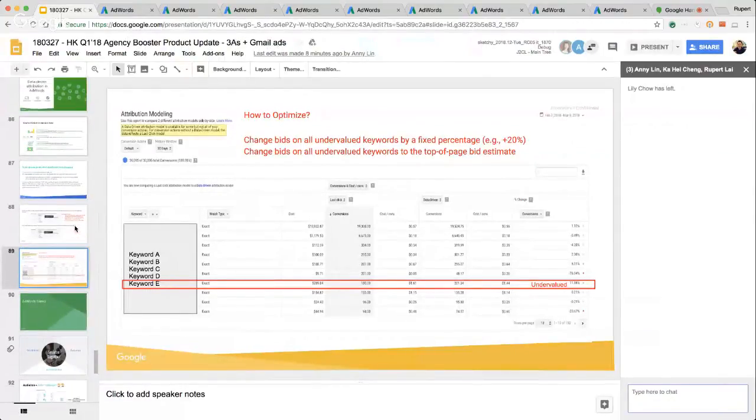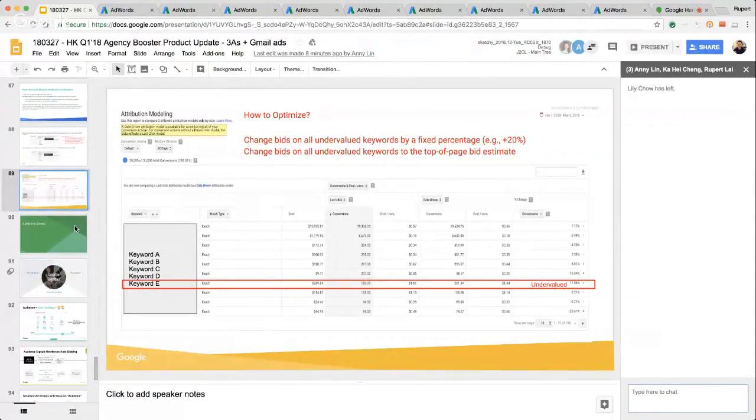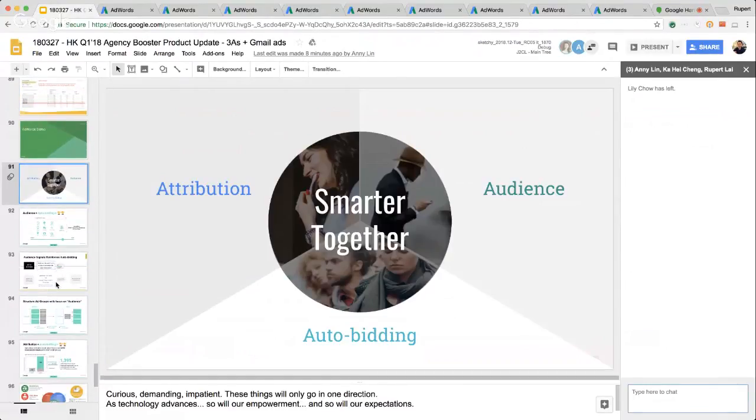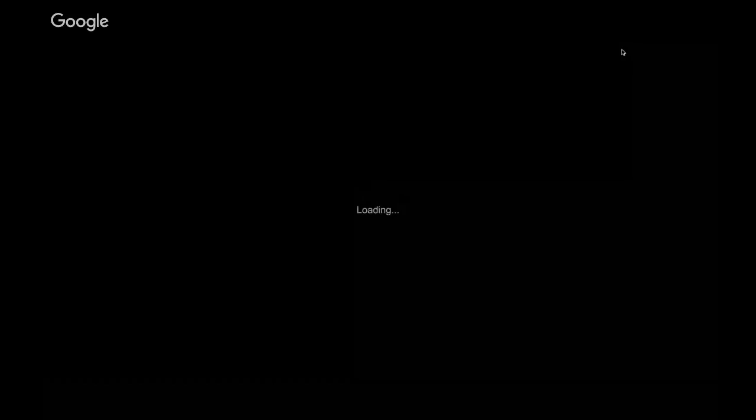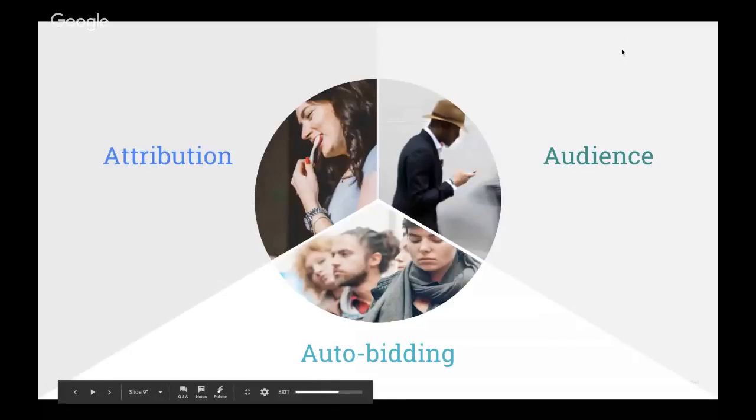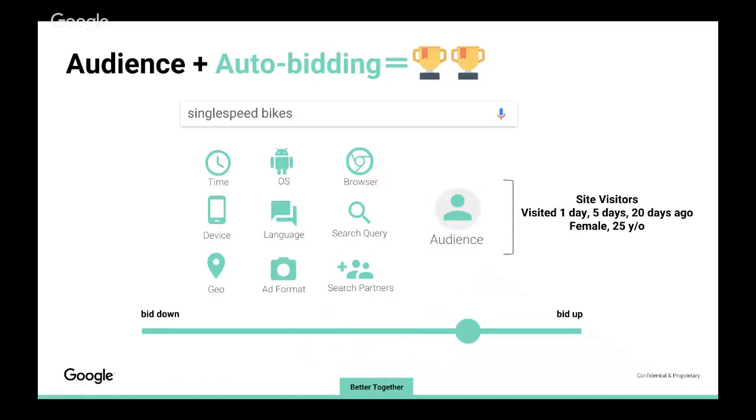So that's the end of the 3A: audience, auto bidding, and attribution. The last thing I would like to point out is that these three are important to implement all together, because you'll be able to get the optimized result out of the three.